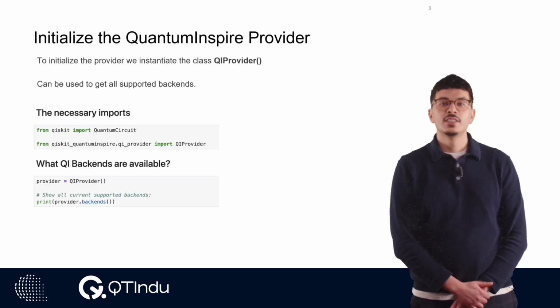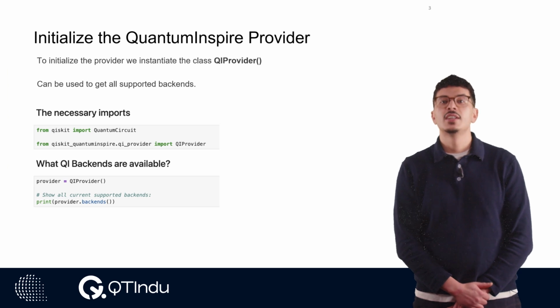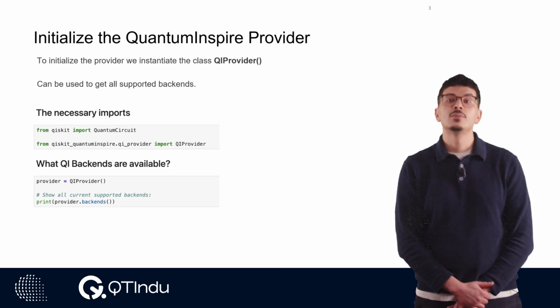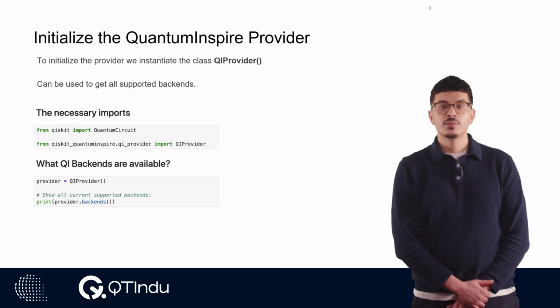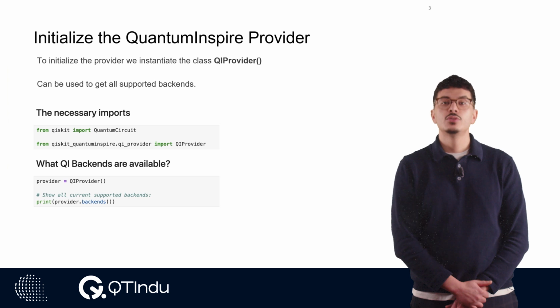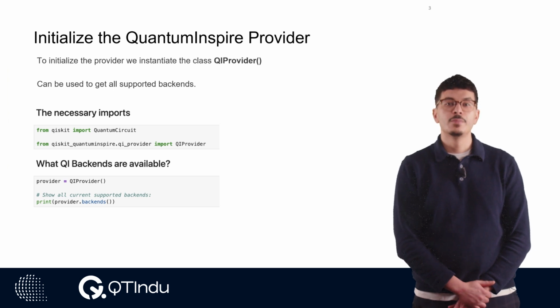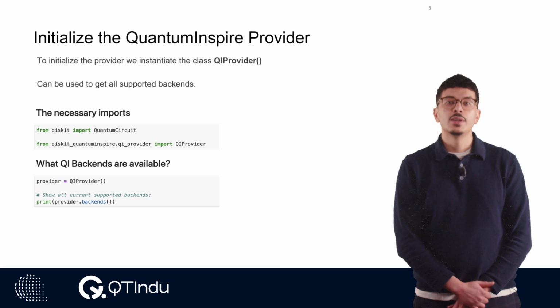Qiskit uses provider instances to discover backends. As you might expect, the Qiskit Quantum Inspire SDK comprises a provider for the Quantum Inspire platform, called the QI provider. When instantiating this provider, the credentials stored by the QI after login are read and used to collect all backends provided by QI. We can use this provider to retrieve and to show all available backends.